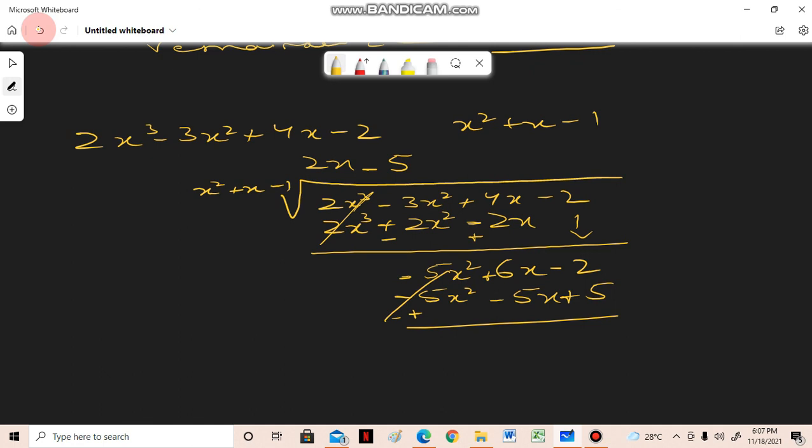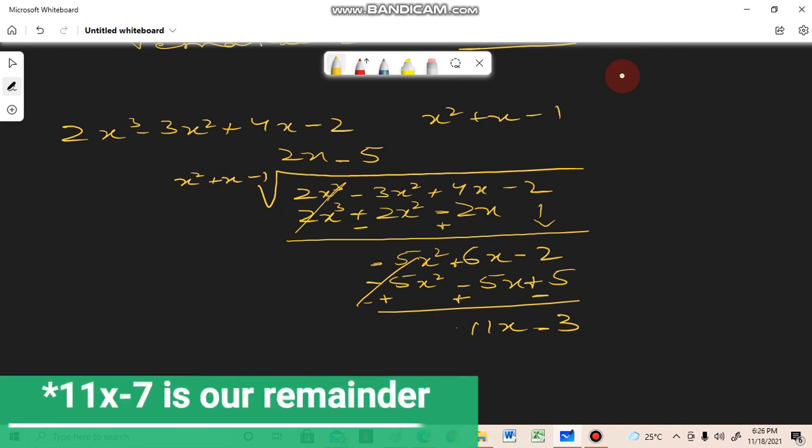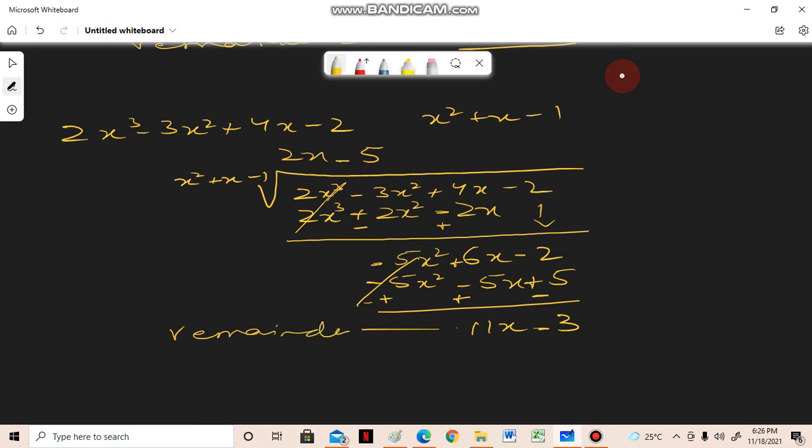Same term of negative and same term of positive always cancel out, right? And then we have minus plus 6x and minus 5x, so this will become plus, and plus plus is plus, so 6 plus 5 is 11x, and the sign will be positive. Okay, we don't need to write positive, so we will just write 11x, and this will become negative. So negative negative is negative, and 5 minus 2 is 3, and the sign will be of negative. So now we have 11x minus 3 is our remainder, right? And 2x minus 5 is our quotient.